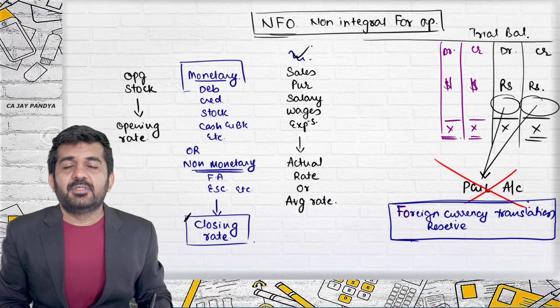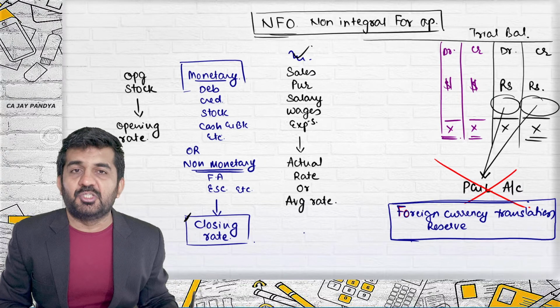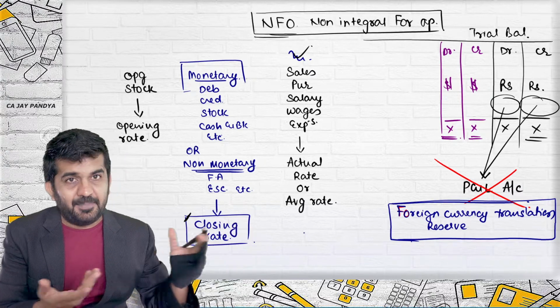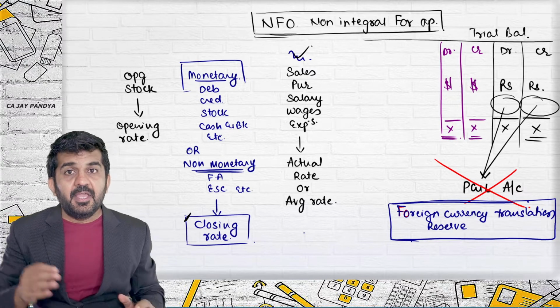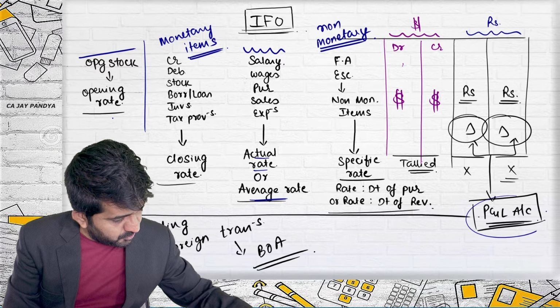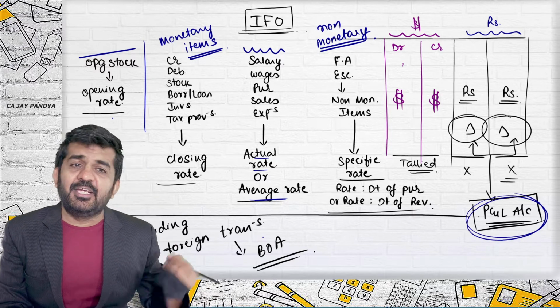Why this? If NFO, non-integral, it is transferred to some reserve which is termed as foreign currency translation reserve and carried forward, practically it will be written in balance sheet. And if it is integral foreign operations, it is transferred to profit and loss account. My question is why? Any student can answer.